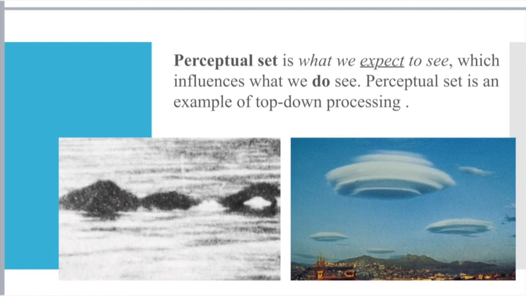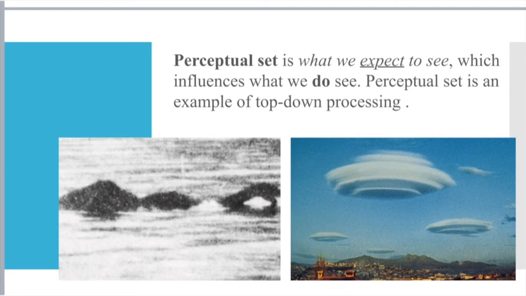Perceptual set is what we expect to see, and that influences what we actually see. So perceptual set is an example of top-down processing, right? Looking at these two images, what do you see? What do you expect to see? On this left one, do you see the Loch Ness Monster, or do you see a tree branch? And the one on the right, do you see UFOs, or do you see clouds?